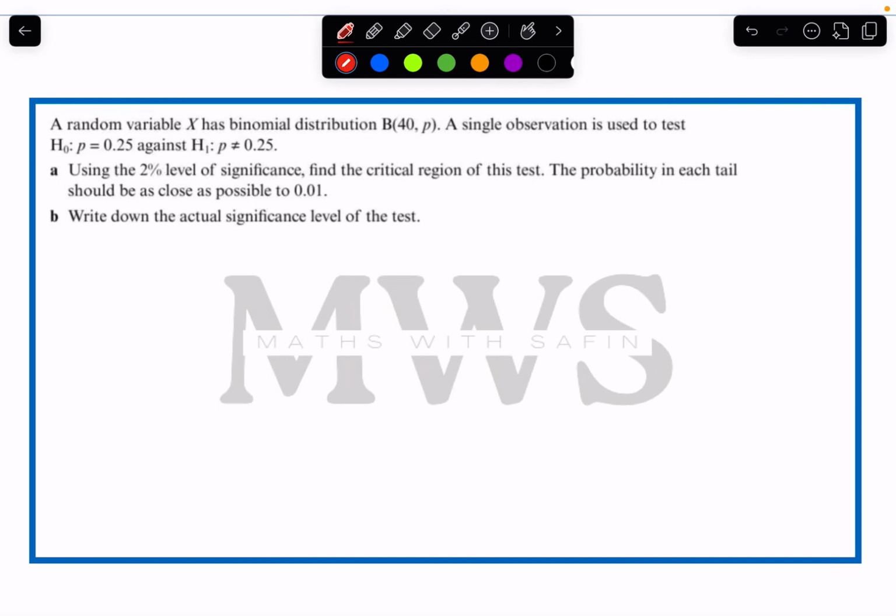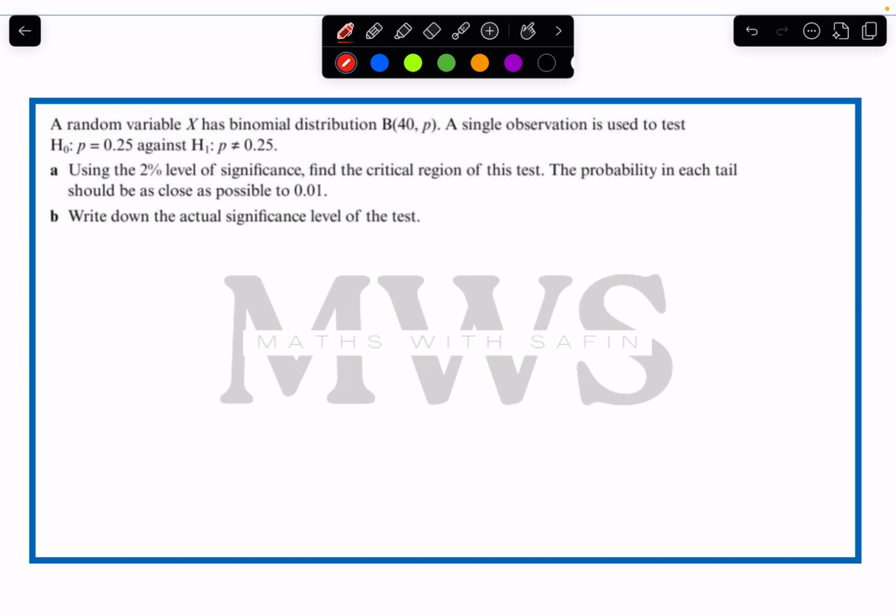All right, guys, in this second part of this hypothesis series video, we're going to be looking at how we can find the critical region of a two-tailed test. A two-tailed test is where the alternative hypothesis is not equal to zero. So let's have a look at this question here.